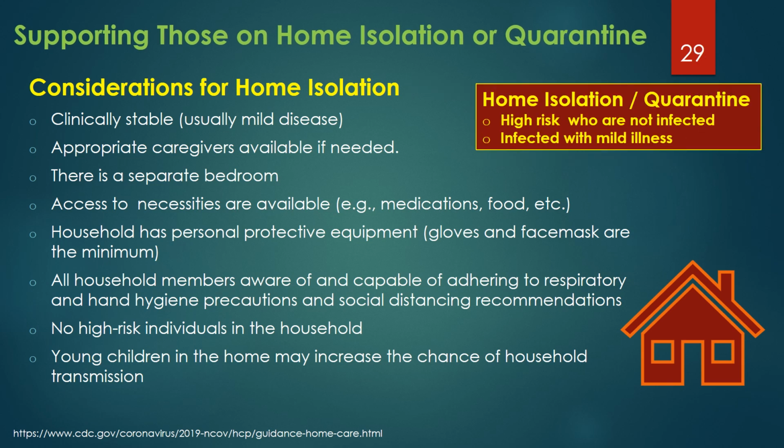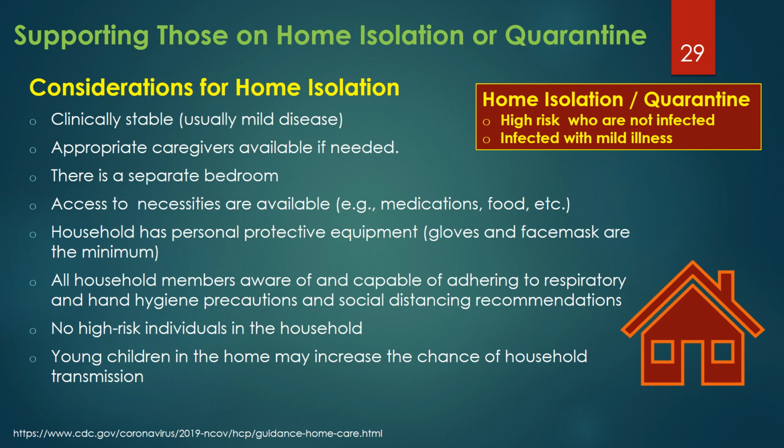Resources for access to food and other necessities like medications, etc., are available. The patient and other household members have access to appropriate recommended personal protective equipment. At a minimum, gloves and face masks should be available. All household members should be aware of and capable of adhering to precautions recommended as part of home care or isolation, including respiratory and hand hygiene.